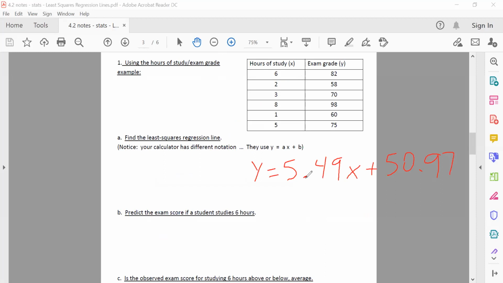Now, a few notes. This is called a prediction equation. It didn't pass through all the points perfectly. So whatever it predicts for us is just going to be as close an estimate as we can get according to this model we're using.